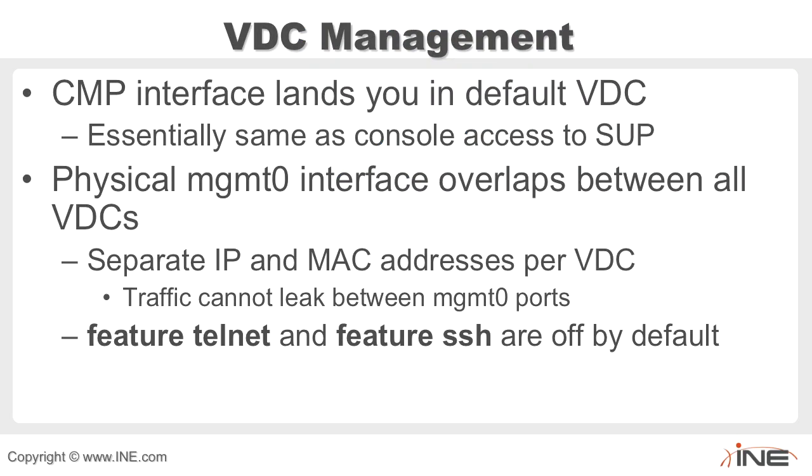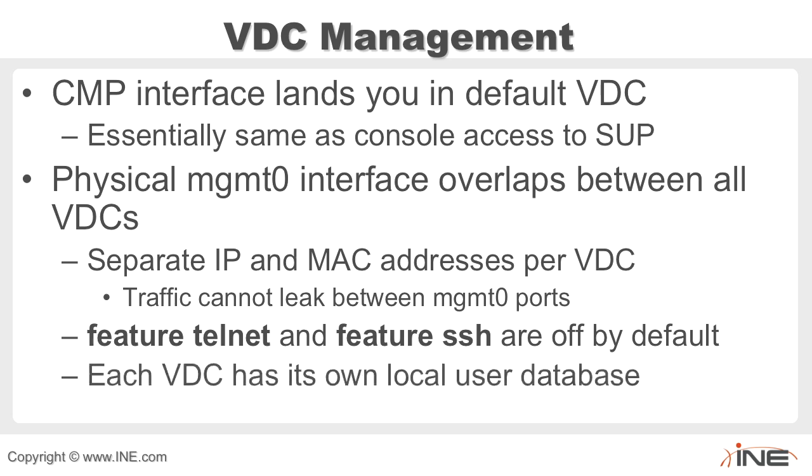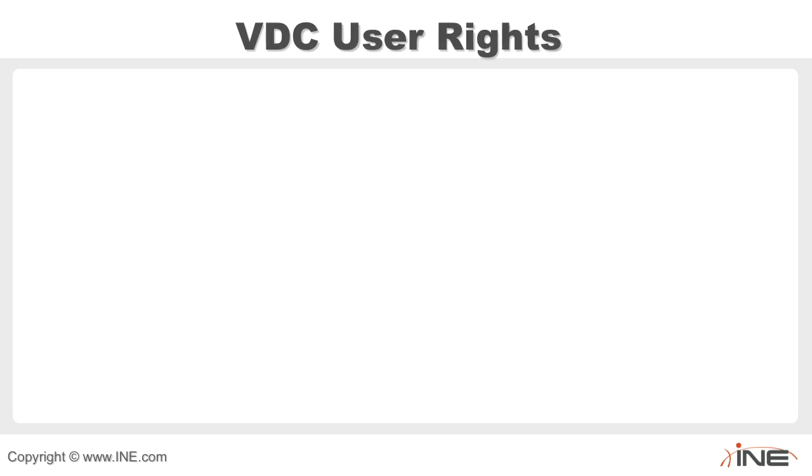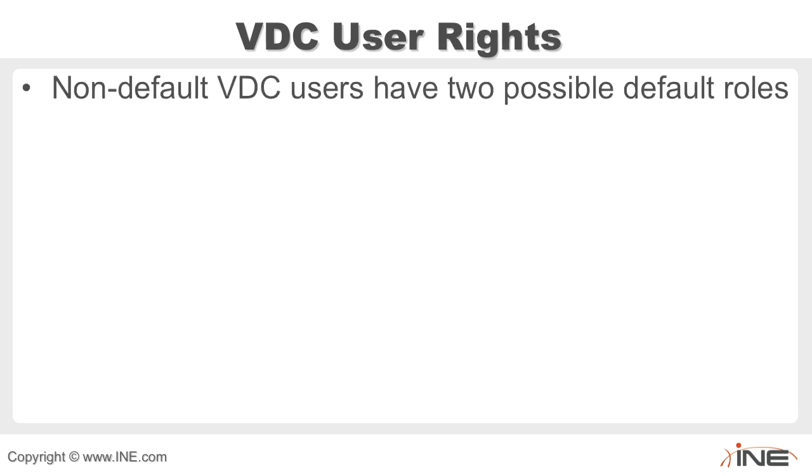Also, management access to the box is off by default. When I first get in through the console, if I want to be able to telnet, or preferably SSH, into the box, I'm going to need to turn on even these features. Like Brian said, even something as simple as an interface VLAN, I have to turn on the feature for. They tried to keep the processes isolated from each other as much as possible to prevent any unexpected things from happening. So each VDC also has its own local user database. We're going to talk next about user rights, and then we're going to go create some of these VDCs.